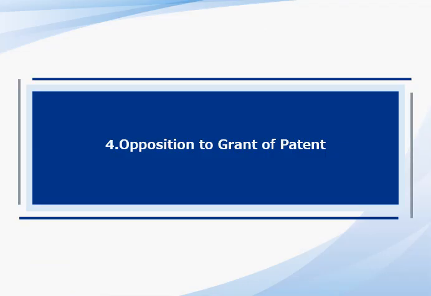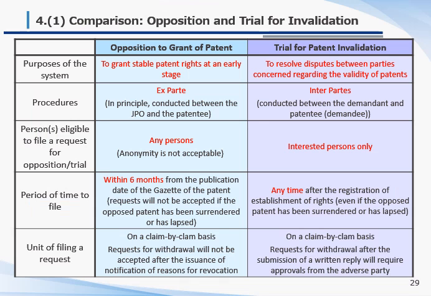Let's move on to the system for opposition to grant of patent. This is a comparison table between opposition and trial for invalidation. The purpose of the opposition to grant of patent system is to realize stable establishment of patent rights at an early stage. The purpose of the trial for invalidation system is to resolve disputes between the parties regarding the validity of patents.